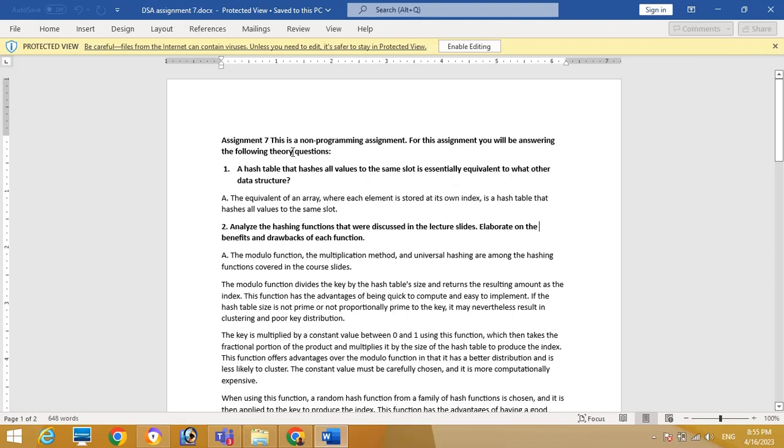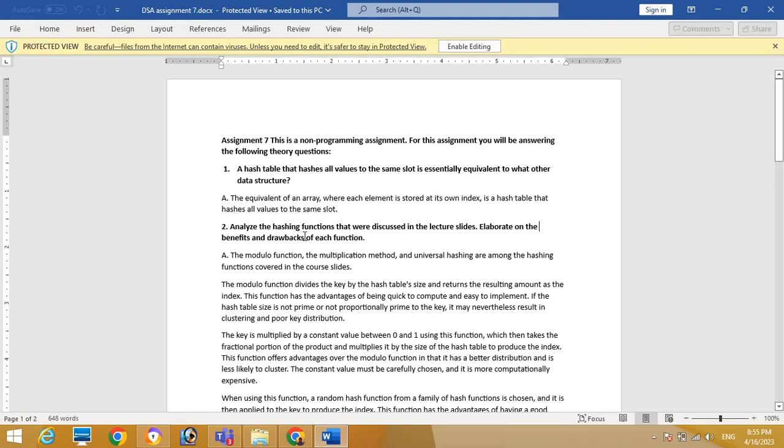After going to the assignment, this is a non-programming assignment as you said earlier, and here are the answers for the questions which you assigned me. The first one is: the equivalent of an array where each element is stored at its own index is a hash table that hashes all values to the same slot, which means a hash table that hashes all values to the same slot is essentially equivalent.